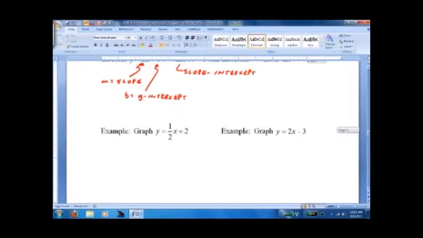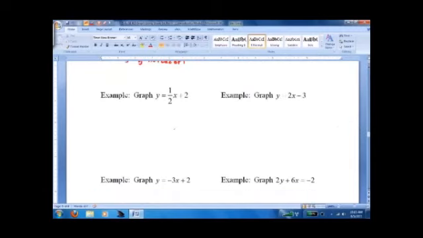So how does it work? Well, it's not too difficult. Graph y equals 1/2 x plus 2. So we'll make a graph, and we'll make it over here. We'll only need a few tick marks. Over here we'll write the slope, m equals 1/2, and b equals 2. If we remember, this is the change in y over the change in x.